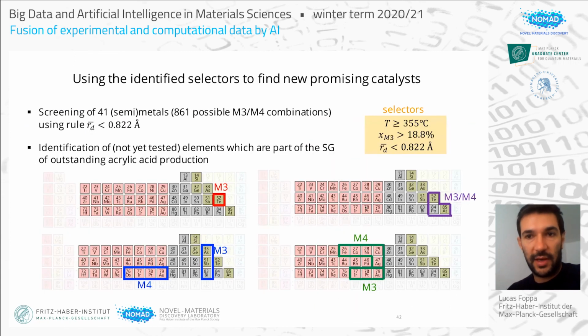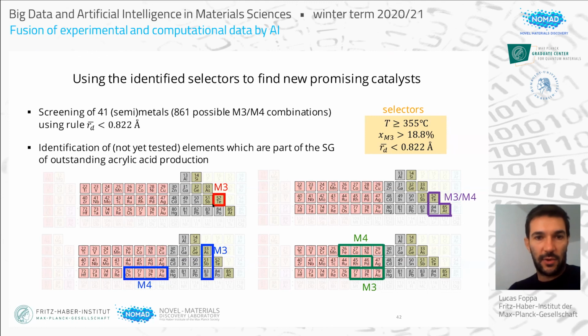Okay, so once we have these selectors, as I said before, we have these rules, and we can apply these to find new promising catalysts. And this is only possible because we used features that are calculated from DFT, so we can access them for materials or elements that were not even used in the experiment. So this is what we are doing here.